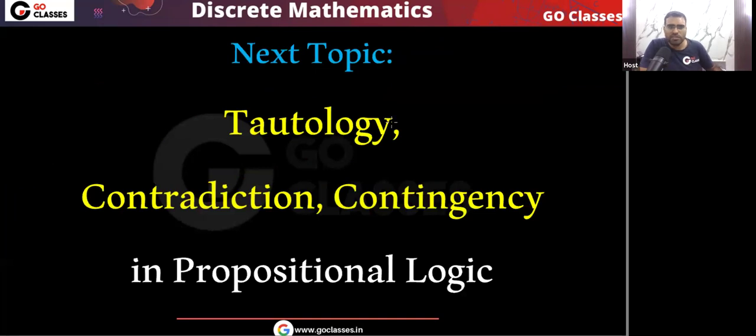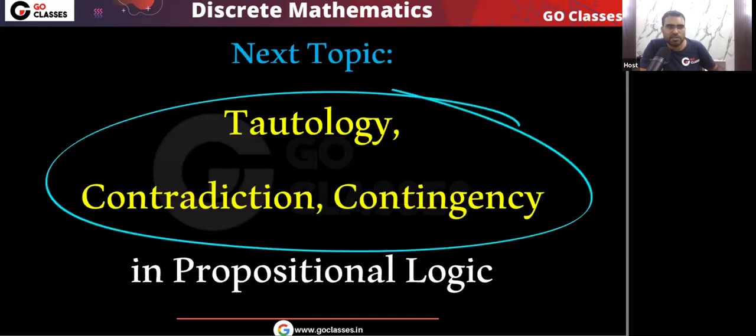Okay. Now let's see the next concept, that is tautology, contradiction, contingency in propositional logic. What is tautology? What is contradiction? What is contingency? These are very simple concepts. These are just definitions. Just understand the definition and these concepts are over.